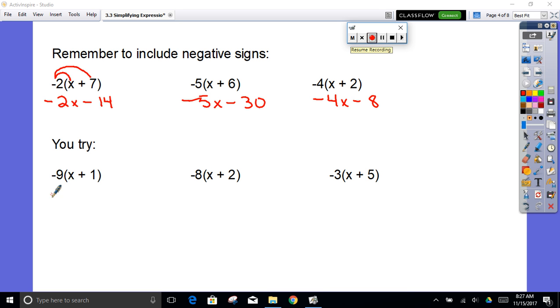Okay, Grace, first one. Negative 9x minus 9. Good. Reagan, next one. Negative 8 minus 16. Negative 8x. There we go. Be really careful that you don't accidentally leave out the variable because it would technically be wrong there. Ross, next one. Negative 3x minus 15. Good.